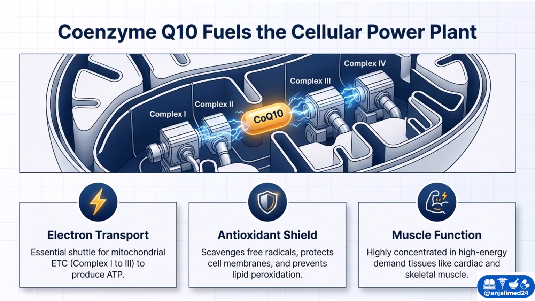Coenzyme Q10 also works as a powerful antioxidant, protecting the cells from oxidative damage and stabilizing the membranes. And here's the clinical link. It's found in high concentration in the muscle tissues, especially cardiac and skeletal muscle. And so the energy demand is massive. So if the Q10 levels drop, energy production suffers and muscles are among the first to feel it. Now you can probably see where this is going.